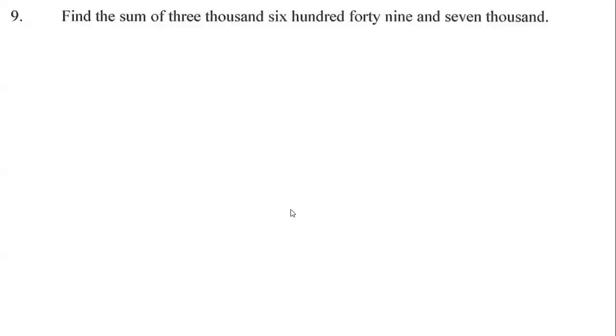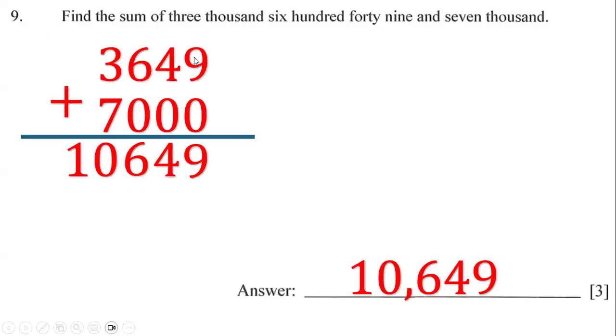So what did y'all get for this one when y'all added them? 10,649. Good. The key word here is sum. Sum just means that you're going to add them, so we don't spend too much time on this one. All I did was add 9 plus 0 is 9, 4 plus 0 is 4, 6 plus 0 is 6, and 3 plus 7 is 10. So it's just 10,649. That one is not difficult at all. Let's move on from this.